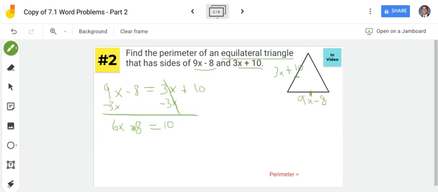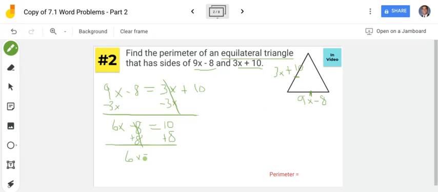So my variable's on the left side, I need this number, the minus 8, on the right side, so I'm going to undo subtraction by addition. I'm going to add 8 to both sides, so those 8's cancel. And I'm left with 6x equals 10 plus 8 is 18.